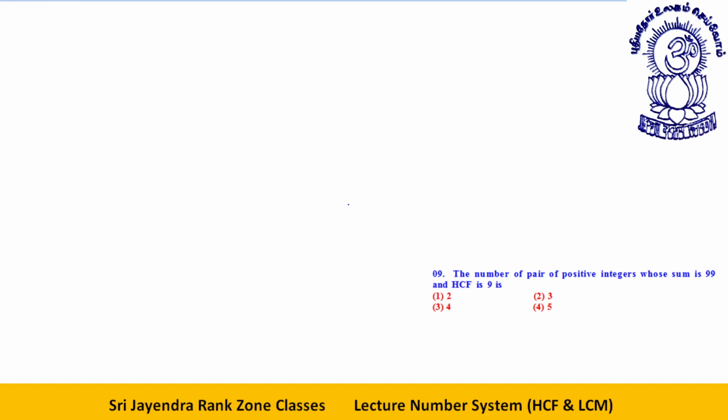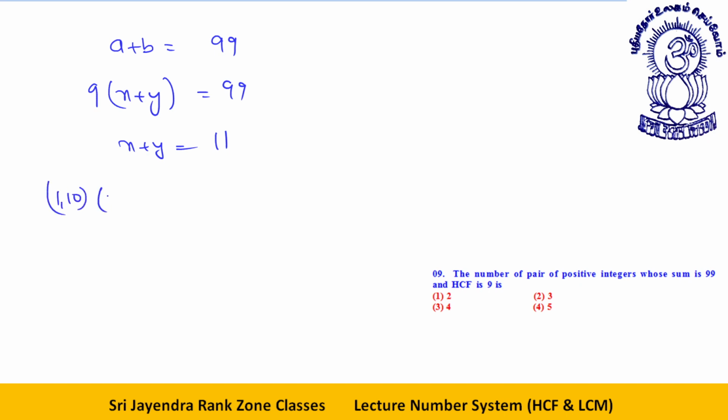Okay. The question is a plus b is given to us as 99, the HCF is 9. We know h(x plus y) is equal to 99, as I told you. Now here I get more pairs. So that way x plus y is equal to 11. What are the possible pairs? 1, 10. Here definitely you will get more pairs. Why? Because one will be even, one will be odd.